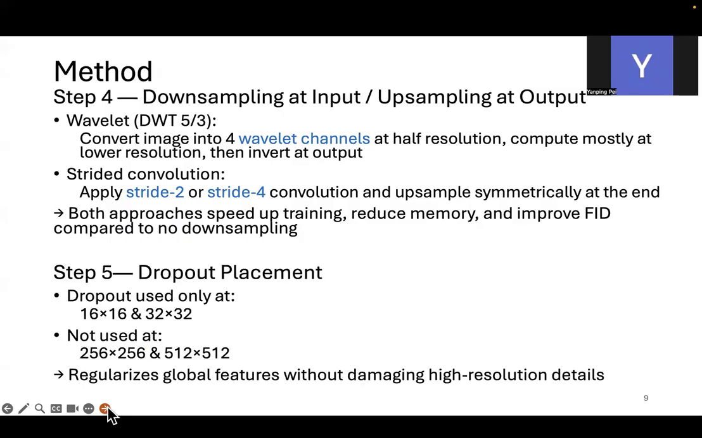Then the last step is dropout placement. The dropout only happens at the 16 and 32 layers. It regularizes global features without damaging high-resolution details.